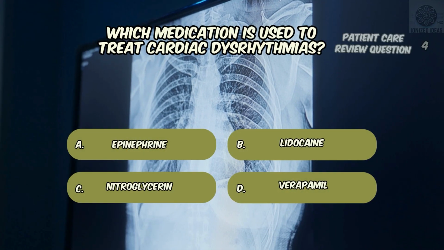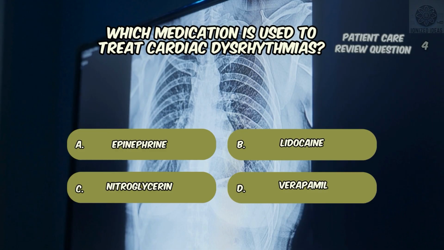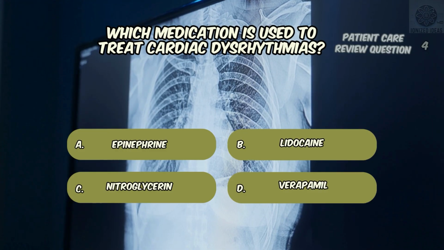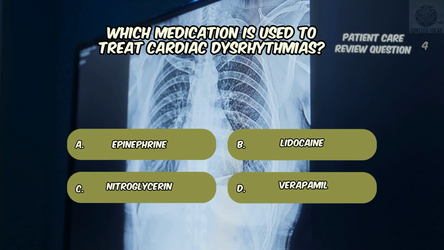Which medication is used to treat cardiac dysrhythmias? A. Epinephrine, B. Lidocaine, C. Nitroglycerin, D. Verapamil.